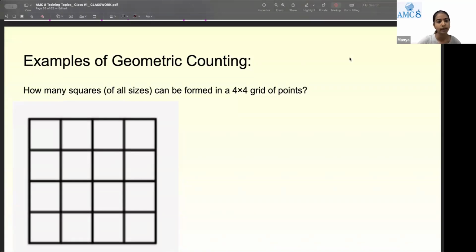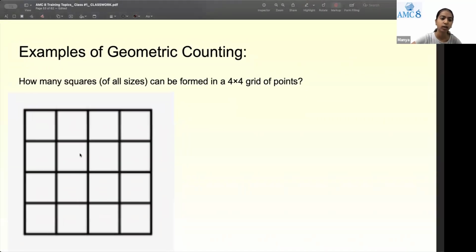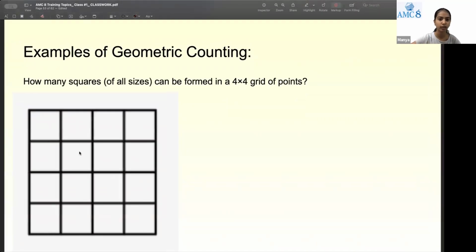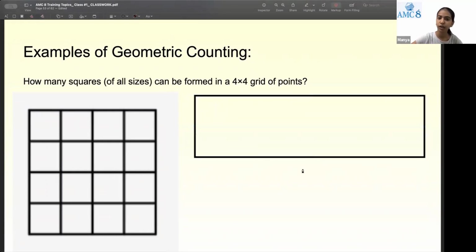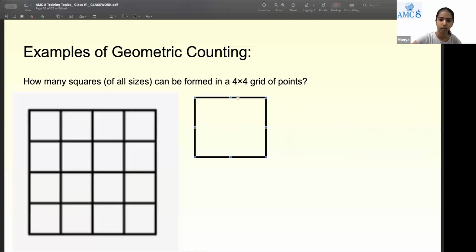It's a similar problem, except they're asking how many squares of all sizes can be formed on a 4x4 grid of points. So there's a 4x4 grid over here. And now instead of trying to find all the horizontal lines and the vertical lines, we know that a square, see this shape right over here? This shape over here is not a square. It's a rectangle. But this shape right over here, it's close enough to a square.